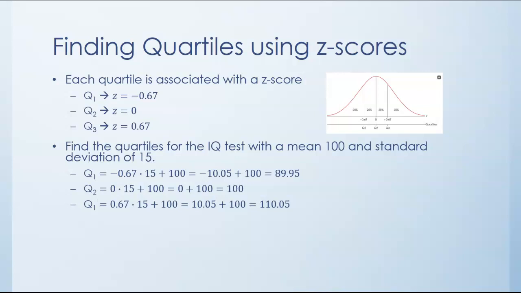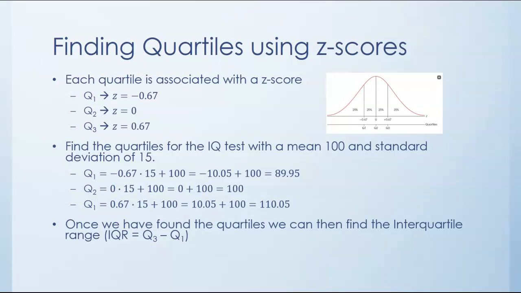So now we have our quartiles based off of the mean and the standard deviation and using our z-scores. And again, remember that these values here for Q1, Q2, and Q3 will never change off of these z-scores. So this might be something you want to have written down somewhere so you don't have to look it up every time. And now once we have our quartiles, we can also find our interquartile range.